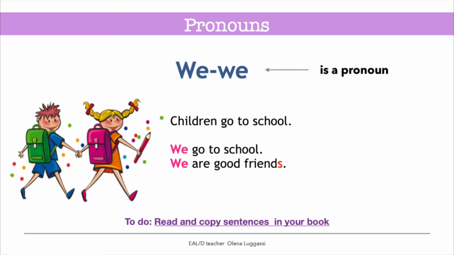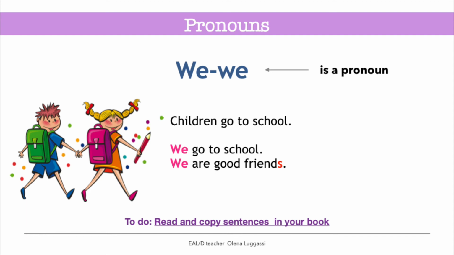Let's look at this picture. My sister and I go to school. So we are going to replace two words with one single pronoun, we. It's a plural pronoun, we. We go to school. We are good friends. Pause the video and copy the sentences in your books.